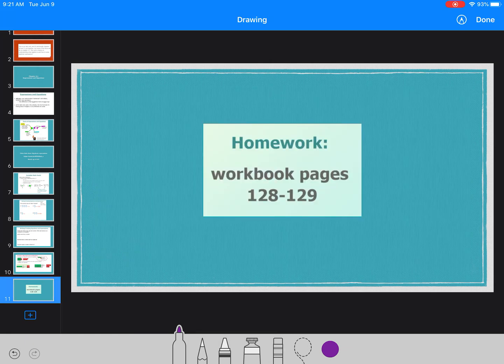These are your homework workbook pages. All right, these are due Friday, remember? So get them done. If you have any questions, please send an email.